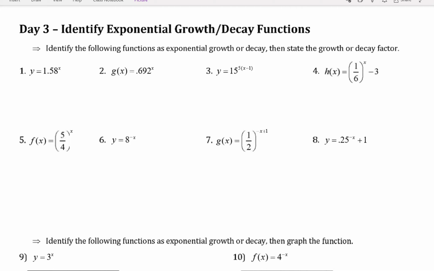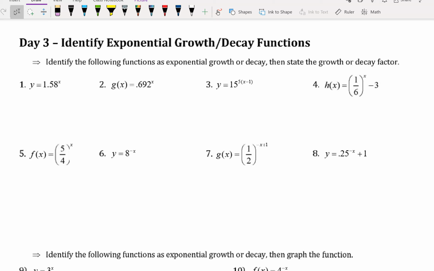I'm going to be doing day 3 with you, which is basically just combining growth and decay. So what you learned in day 1 and what you learned in day 2. And the first little section is just identifying whether it's growth or decay. So identify the following functions as exponential growth or decay, and then state the growth or decay factor. So to determine if it's growth or decay, we have to look at the B value.